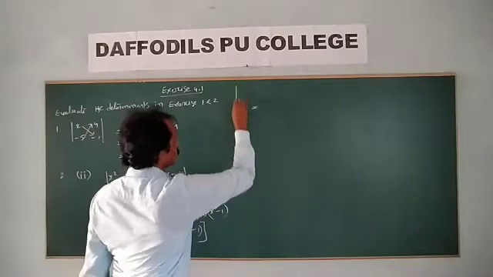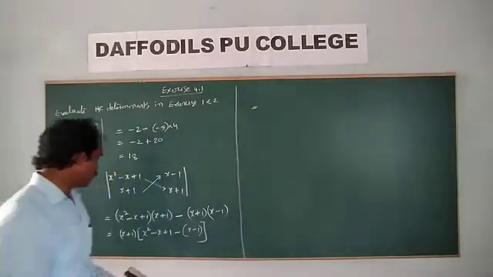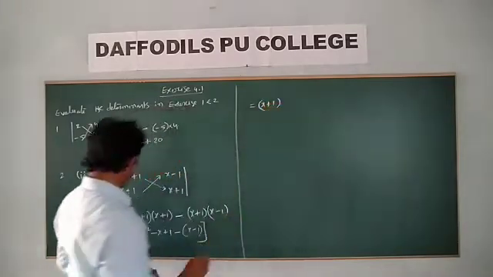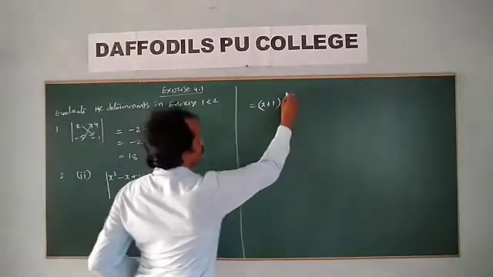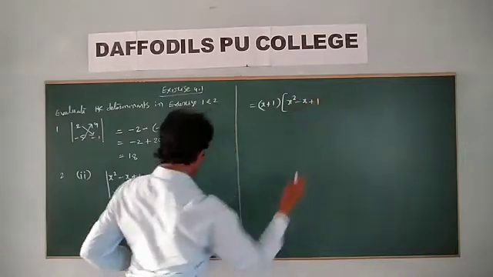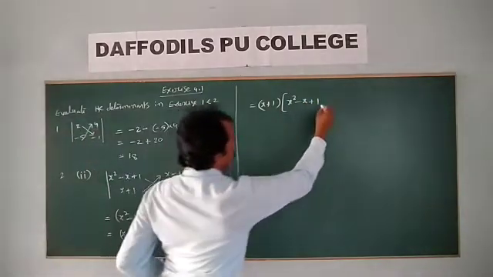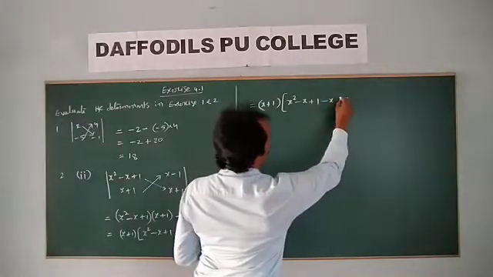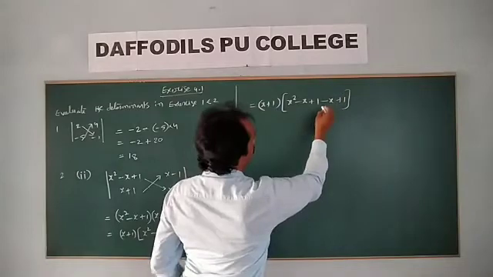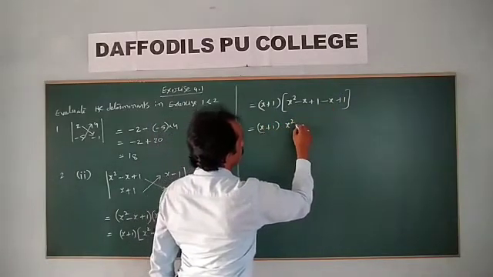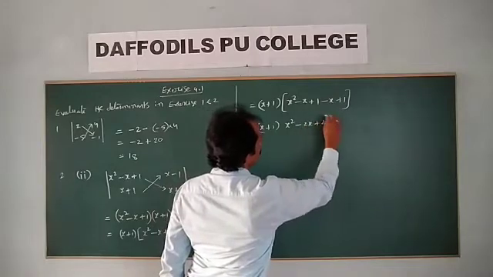This is equal to what is the value? x plus 1 of x square minus x plus 1, open bracket, minus x minus into minus plus 1. This is equal to x plus 1 times x square minus 2x plus 2.